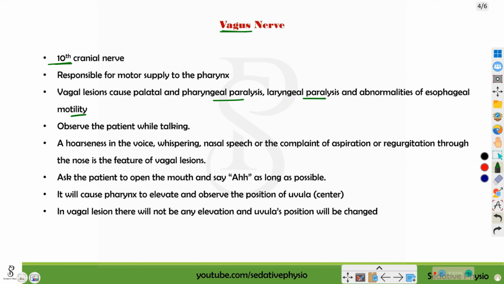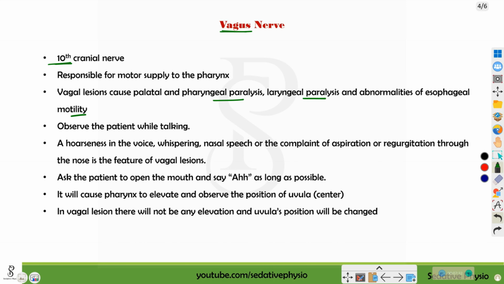For the assessment of the vagus nerve, first of all, we have to observe the patient while talking. The patient is explaining his or her condition, problems and issues to you. If there is hoarseness in the voice, any whispering, or any nasal speech, with a complaint of aspiration or regurgitation through the nose, then these are all features of vagal lesions.